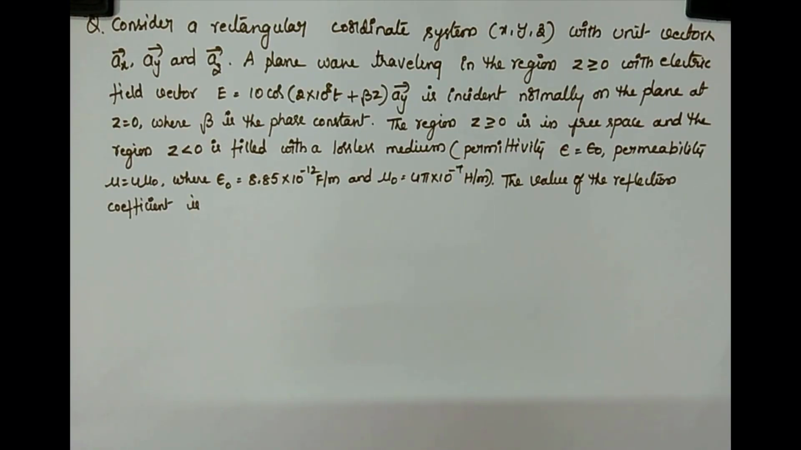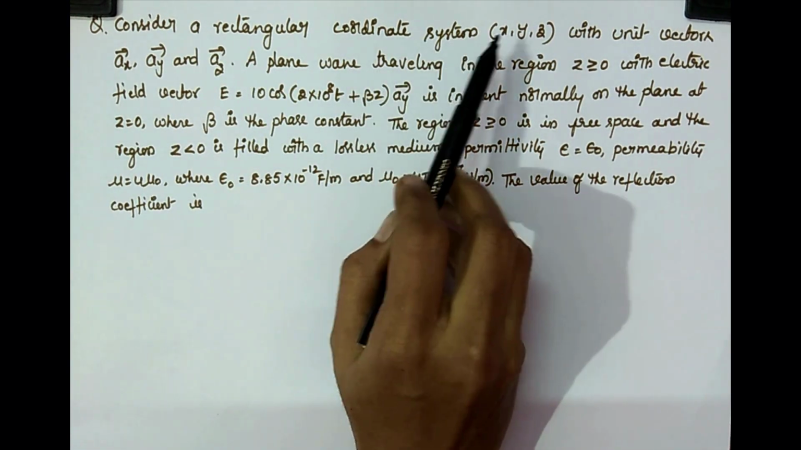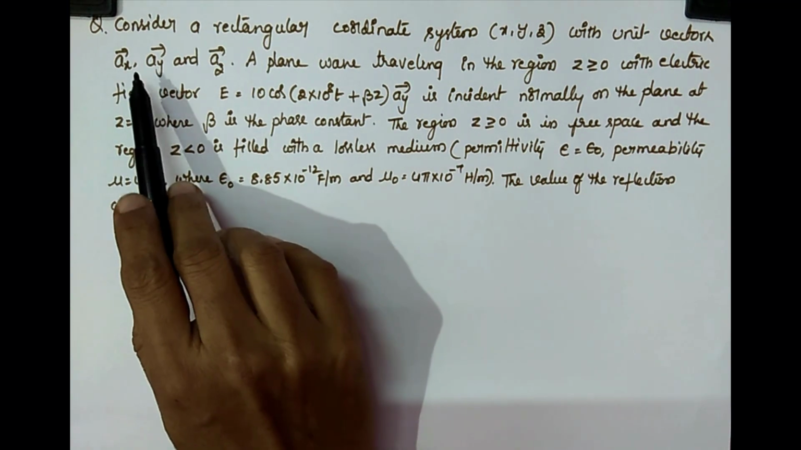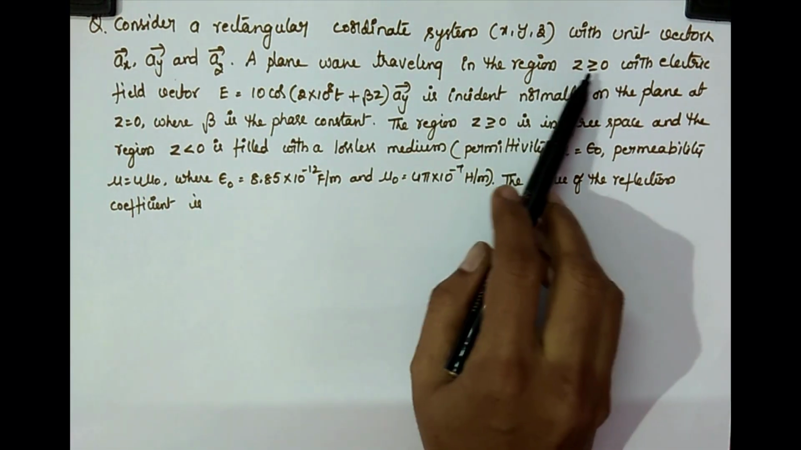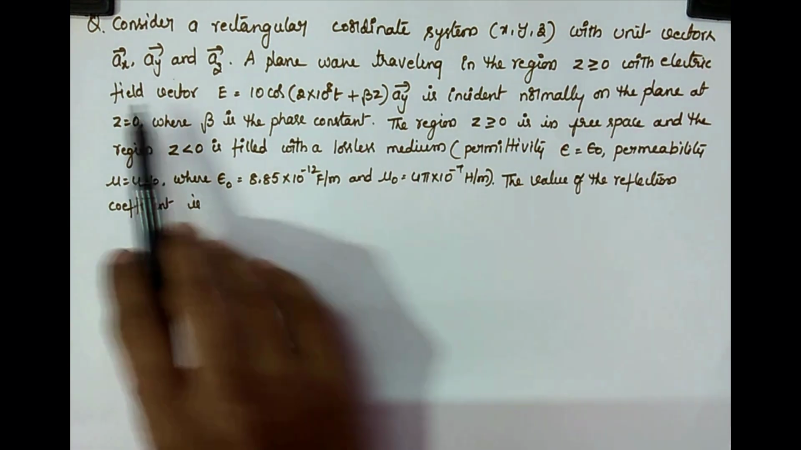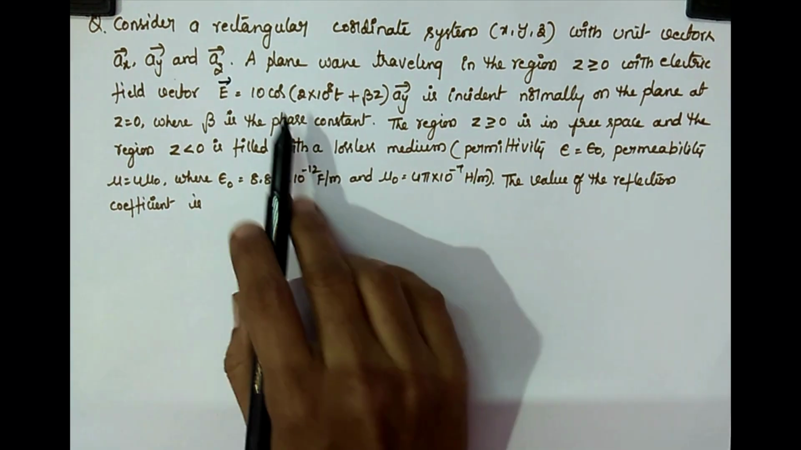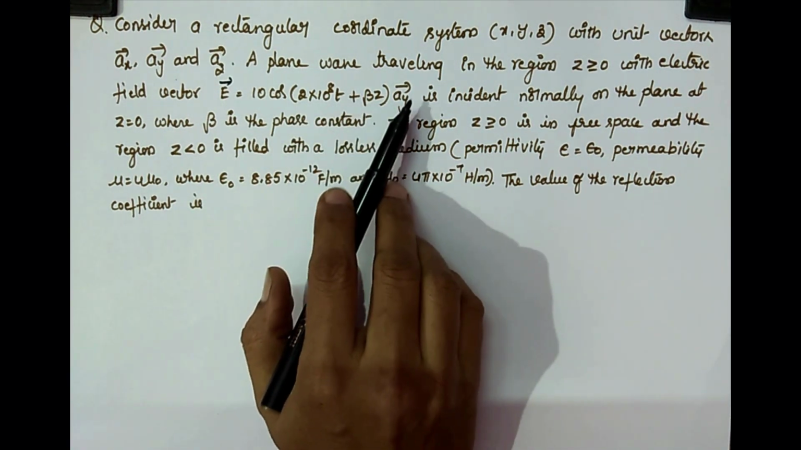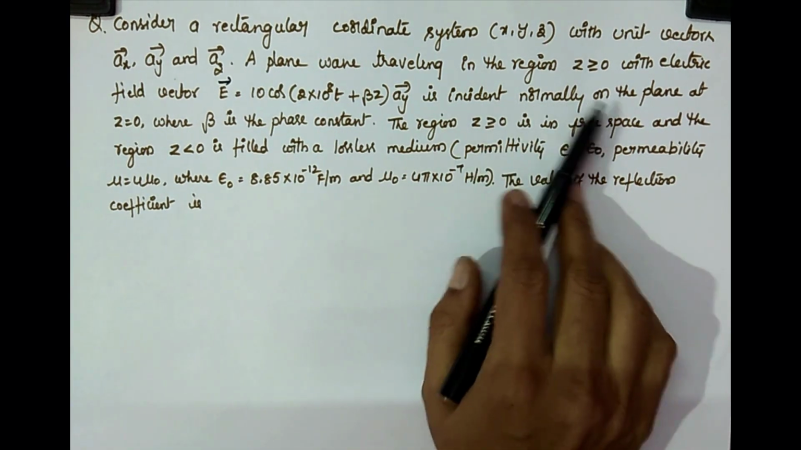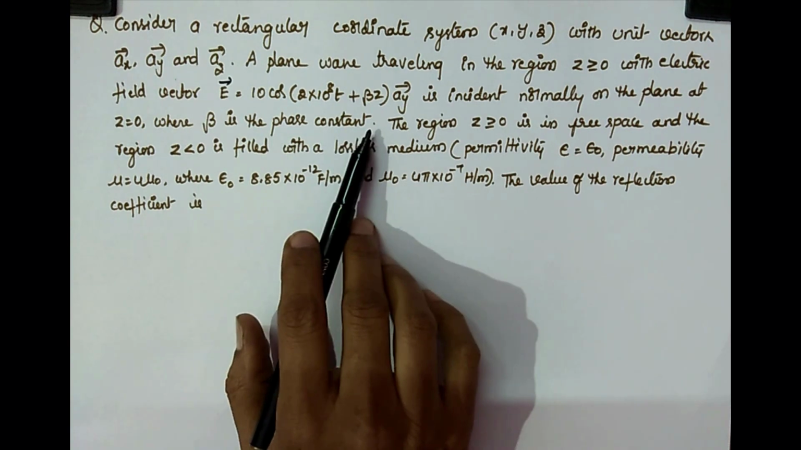Good day all of you. Today's GATE question is: consider a rectangular coordinate system with unit vectors ax, ay and az. A plane wave traveling in the region z ≥ 0 with the electric field vector E = 10 cos(2 × 10^8 t + βz) ay is incident normally on the plane at z = 0, where β is the phase constant.